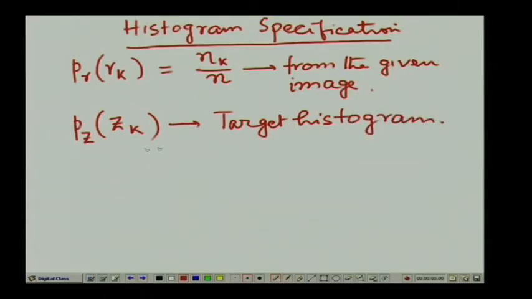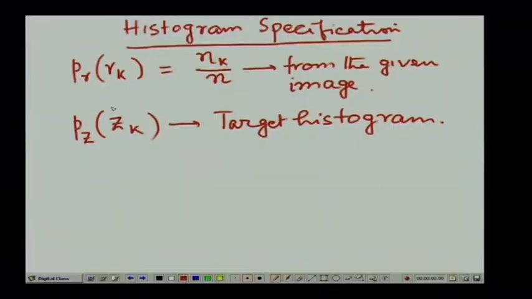You note that we do not have the image corresponding to this particular histogram. It is the histogram which is specified. And we use the subscripts r and z, p_r(r_k) and p_z(z_k), to indicate that these two probability density functions, p_r and p_z, are different.